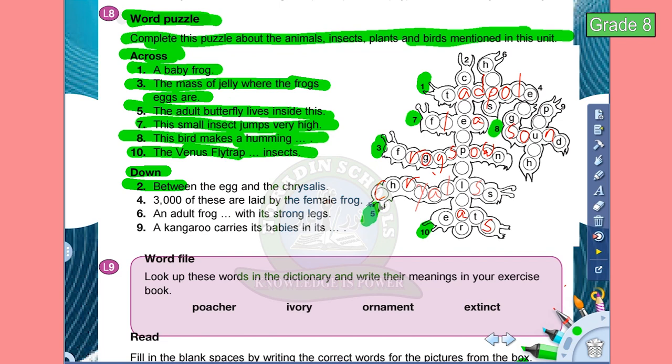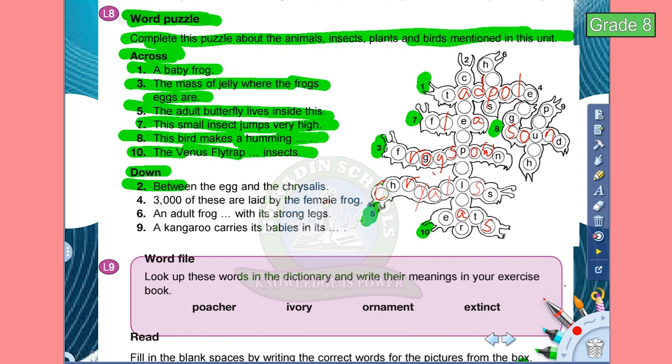Okay. Here is number 3. Look at the down lines. The stage which is between the egg and the chrysalis is called caterpillar.